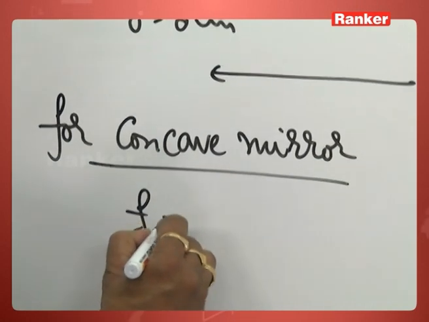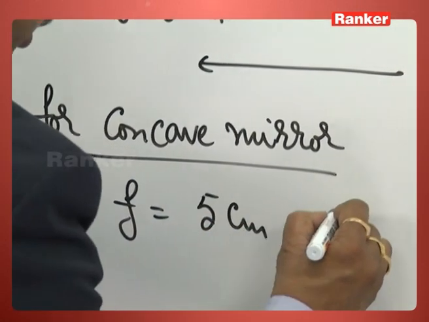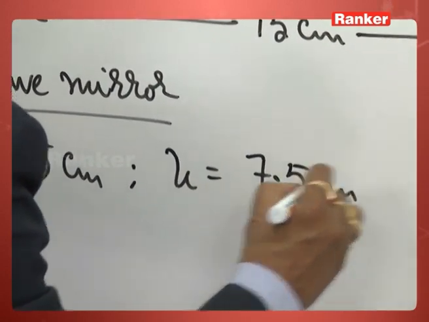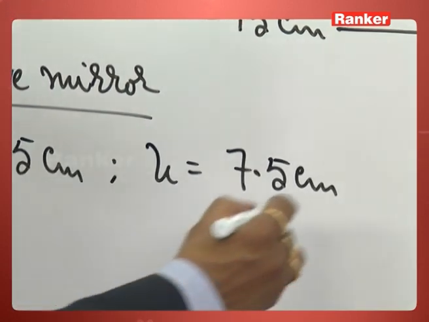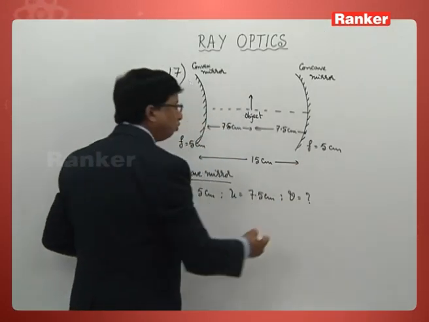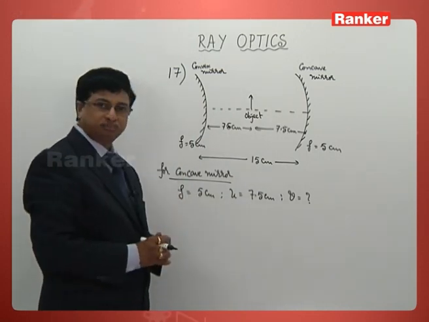Focal length is given 5 centimeter. Object distance is given 7.5 centimeter. Now first and foremost, where is the image that is formed? At what distance the image is formed? Come on, calculate that one.